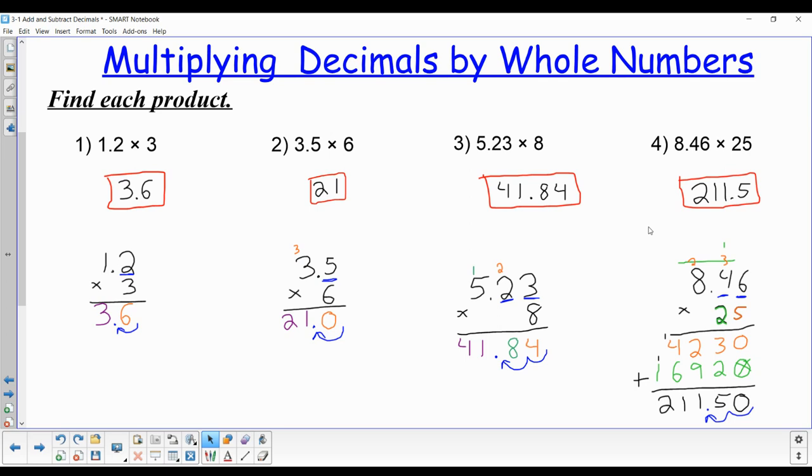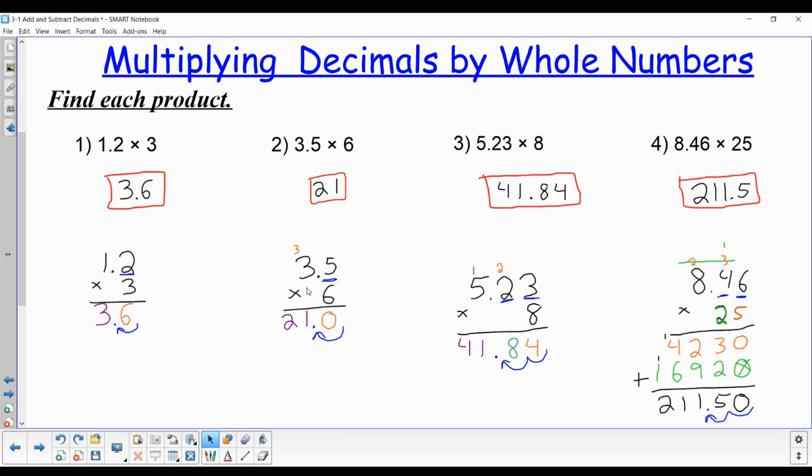Things to remember when multiplying decimals by whole numbers. You line up your numbers to multiply like you would do with whole numbers. You multiply them the same way you would do with whole numbers. The only difference is at the end, you look and see how many numbers are after the decimal point in the problem and make it the same in the answer. You move the decimal over the same number of places.